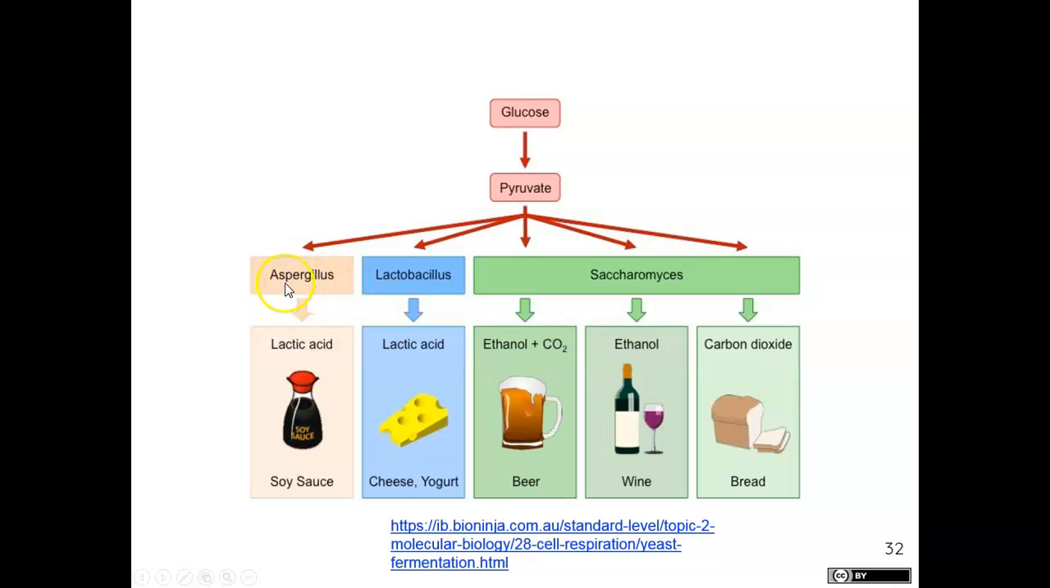So Aspergillus, which is a fungus, can produce lactic acid, and with lactic acid we can produce things like soy sauce. Lactobacillus ferments to lactic acid, and with Lactobacillus we can produce cheeses and yogurts. Saccharomyces, another fungus, is a form called yeast. We can ferment, producing ethanol and carbon dioxide, which forms beer, ethanol, wine, carbon dioxide, bread.